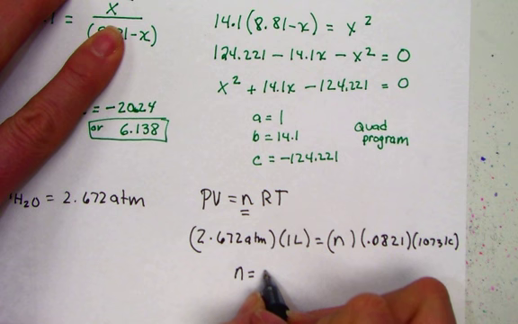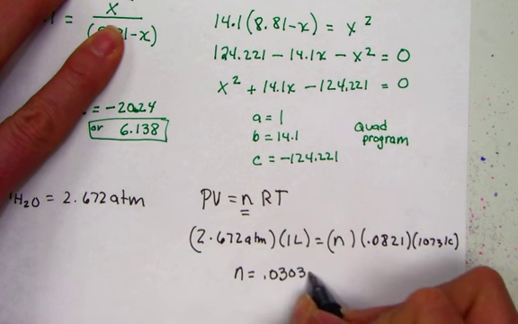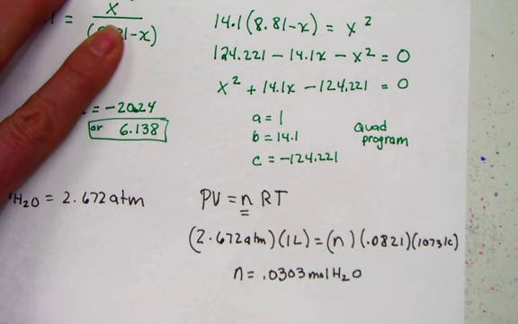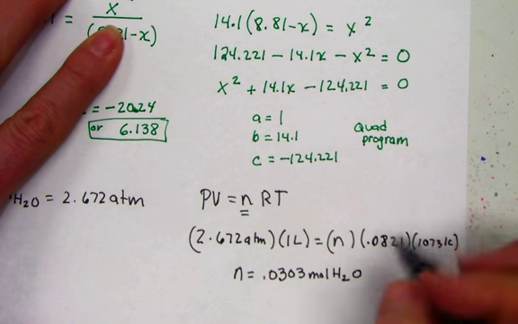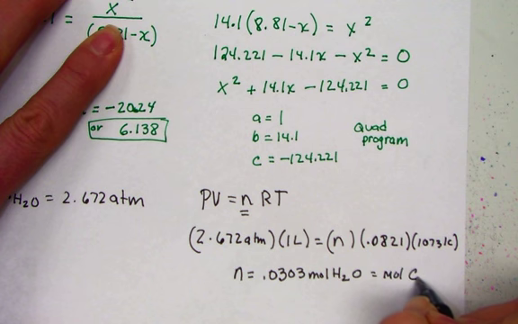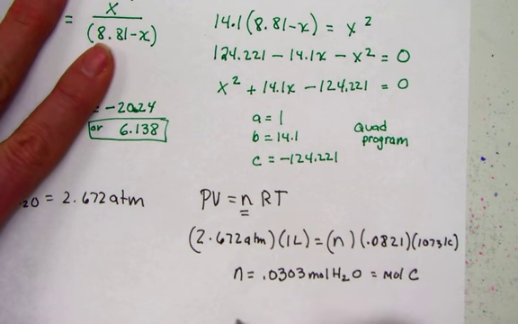The number of moles of water, 0.0303 moles of water. Seeing in our equation it is indeed a 1-to-1 stoichiometric ratio, we would need the same number of moles of solid carbon. The moles of water is also equal to the number of moles of solid carbon required at equilibrium.